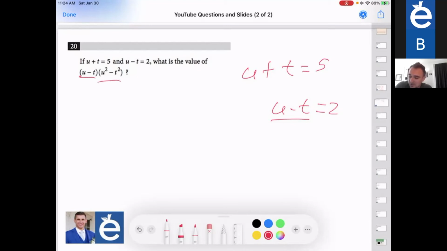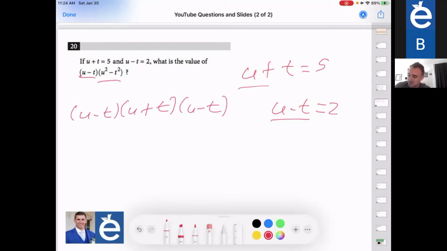And this u squared minus t squared term is a difference of 2 squares, and we have the 2 components of that difference of 2 squares, u plus t and u minus t. So let me rewrite this. U squared minus t squared, that difference of 2 squares can be written as u plus t and u minus t. So I have everything I need.